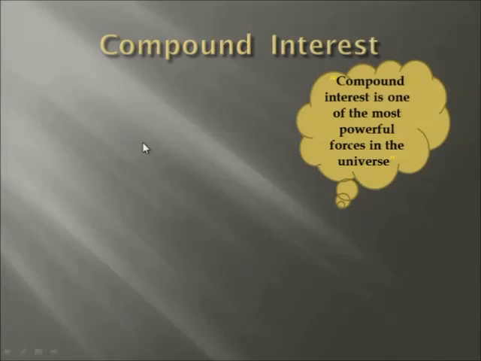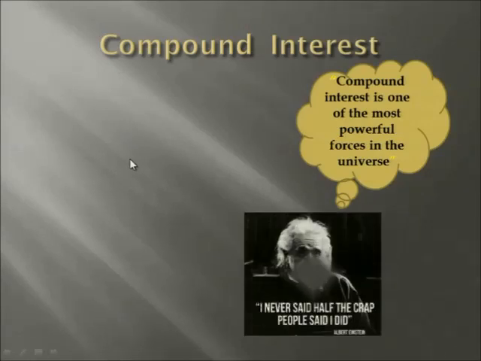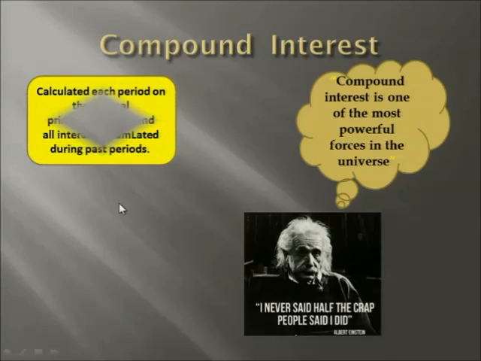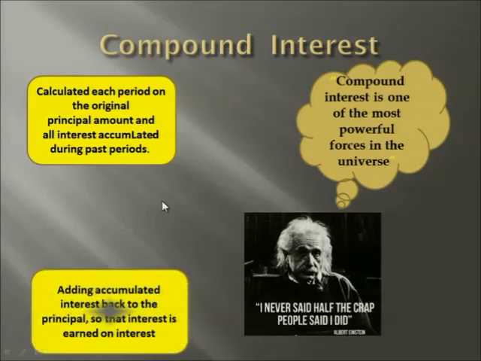Basically what happens is they earn interest on interest. It is calculated each period on the original principal amount and all interest accumulated during the past period. All interest that is accumulated in a certain period of time, when the next period starts, the calculation will be on the whole amount, not only the principal amount, but the whole amount that was given to you. So that is compounded.